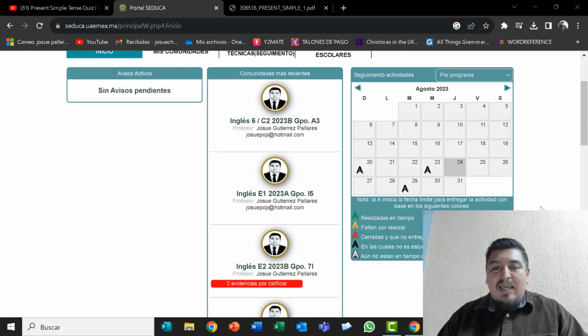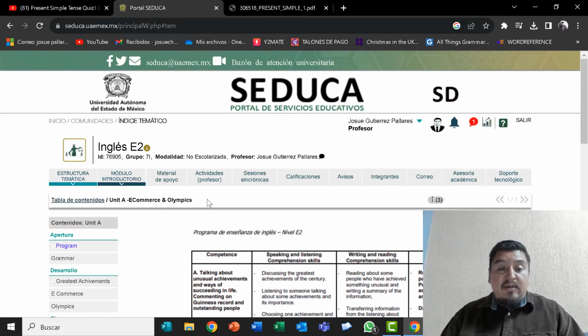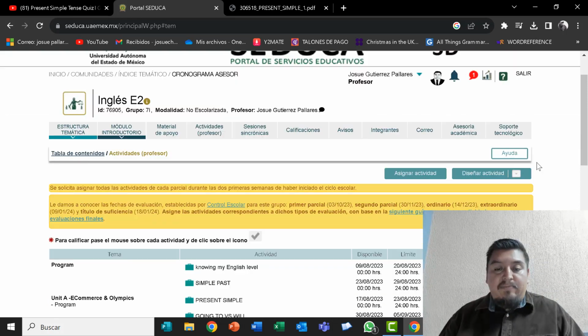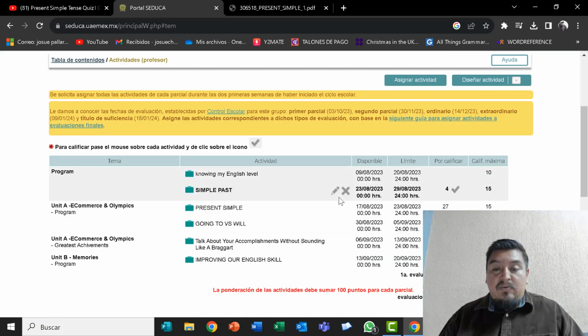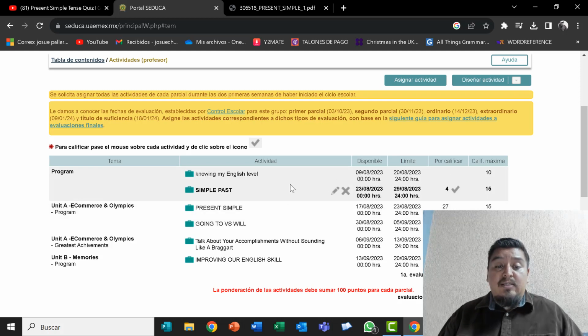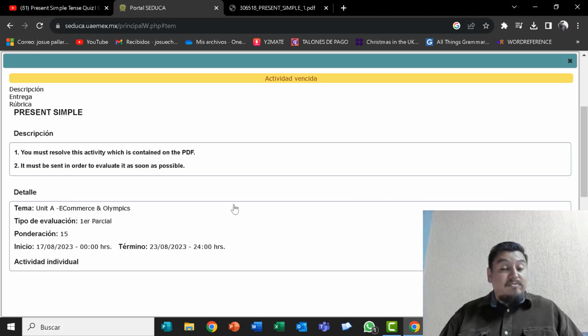Okay, let's start. As you can see, we have here our group, and also we have here activities from Professor Josue, and we have the activity on present simple. The deadline for present simple is shorter than for the simple past. So let's talk about present simple.